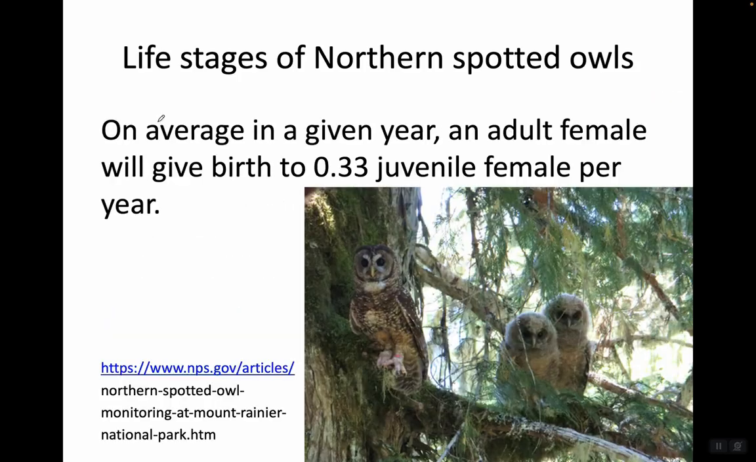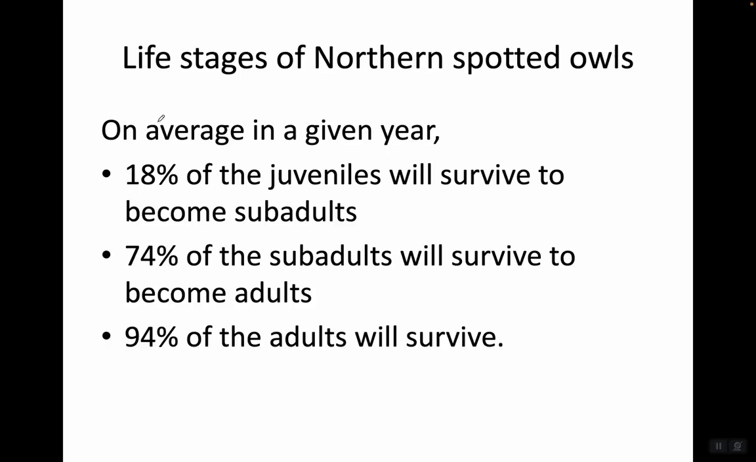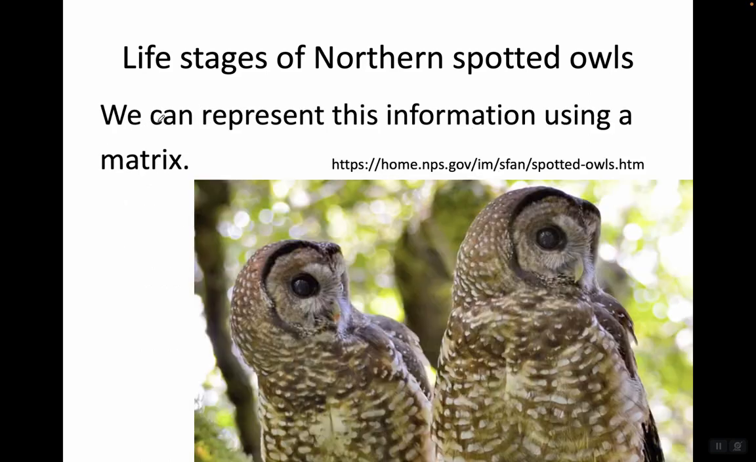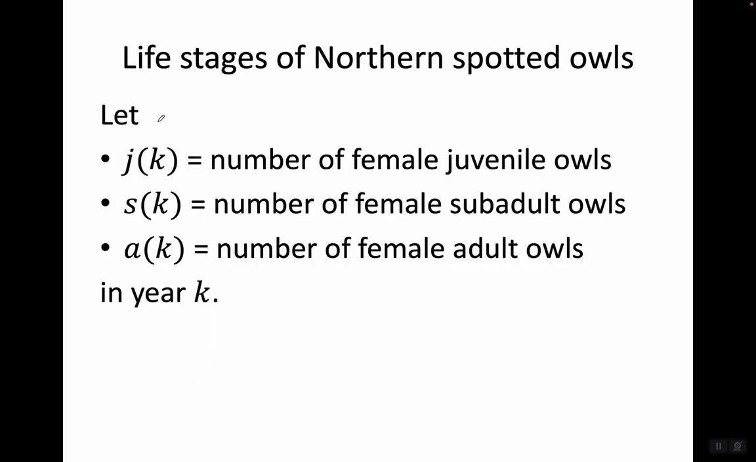On average, in a given year, an adult female will give birth to 0.33 juvenile female per year. In other words, once every 3 years, an adult female will give birth to a juvenile female. On average, in a given year, 18% of the juveniles will survive to become subadults, 74% of the subadults will survive to become adults, and 94% of the adults will survive. We can represent this information using a matrix.